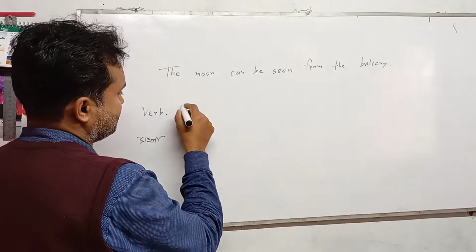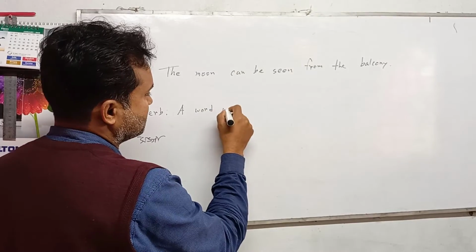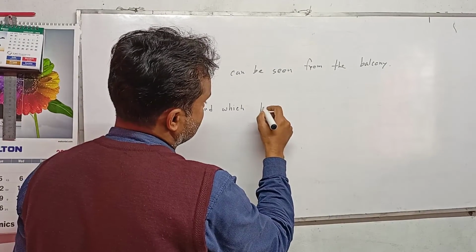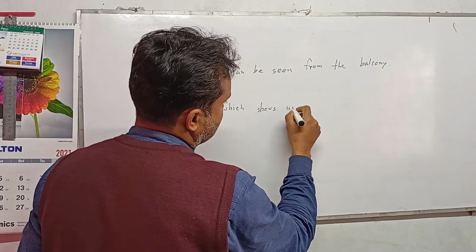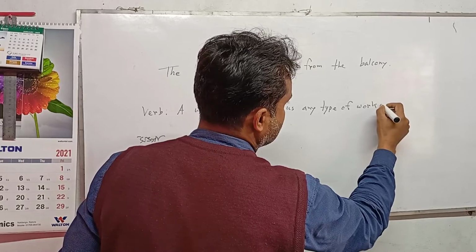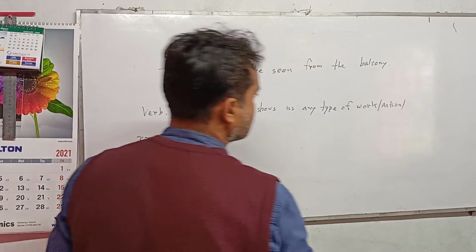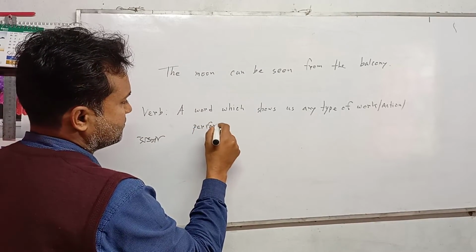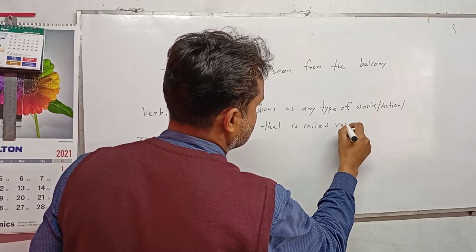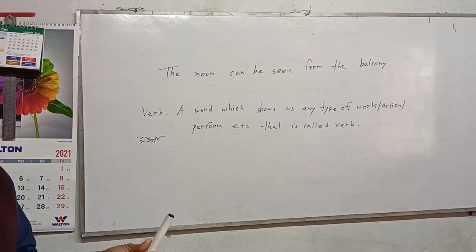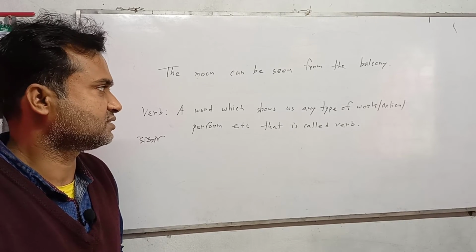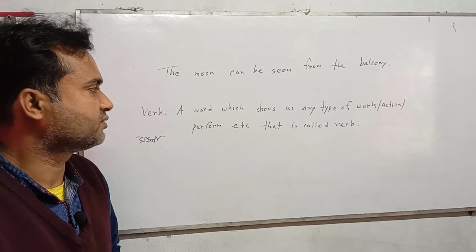Any word that expresses doing, eating, being, going, taking and so on, that is, any work being done, is called a verb. Any type of work, action. That is called verb. Not function, purpose, etc. So a word which shows any type of action or performance, that is called a verb. Okay.